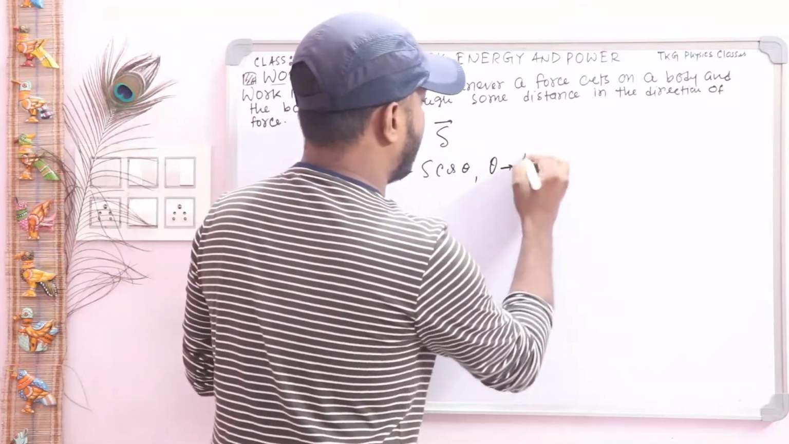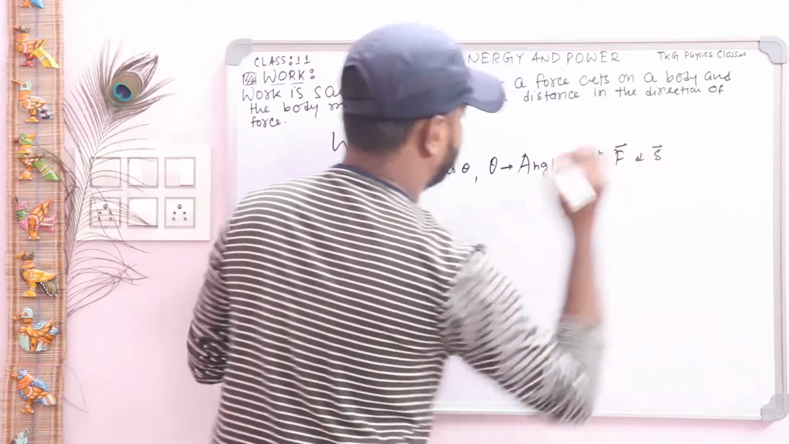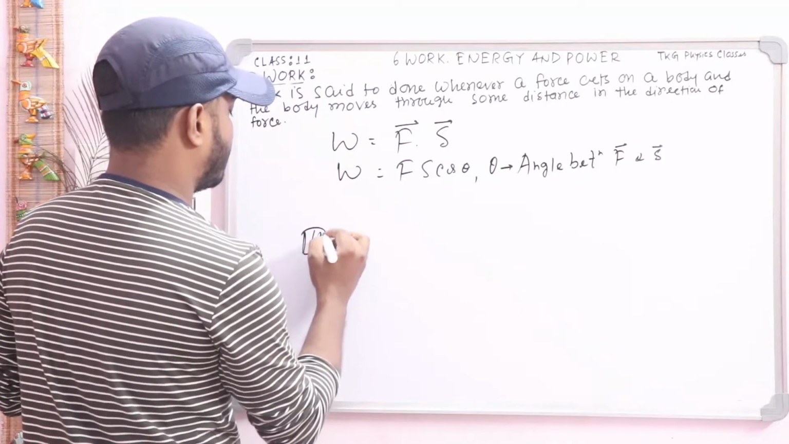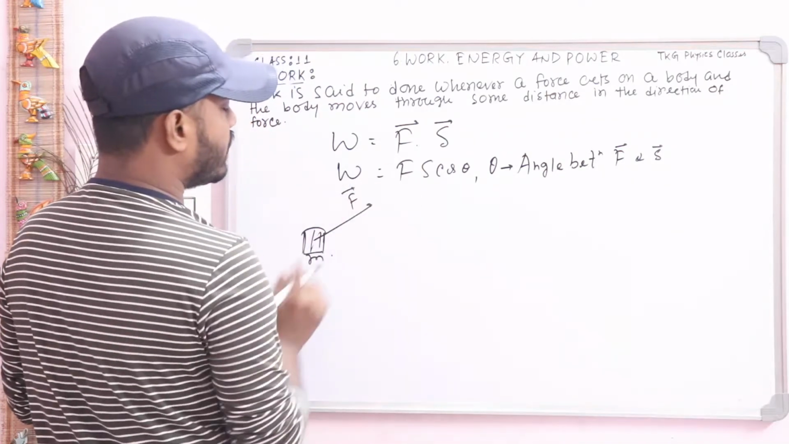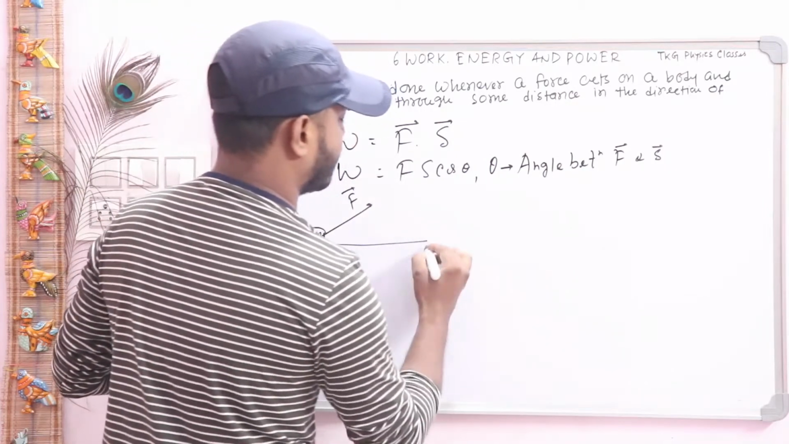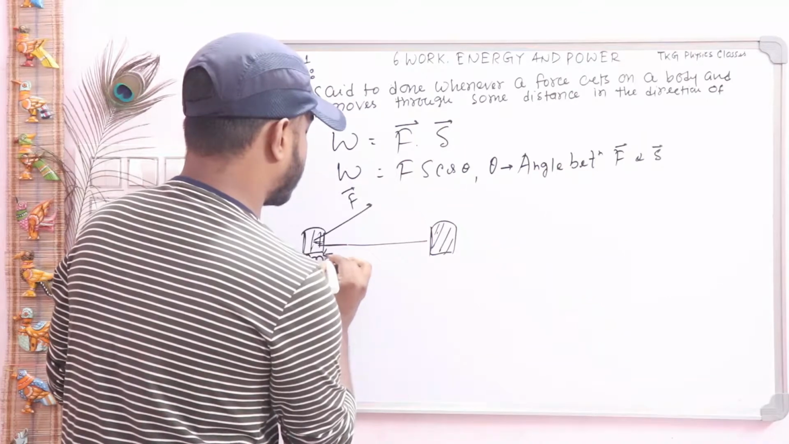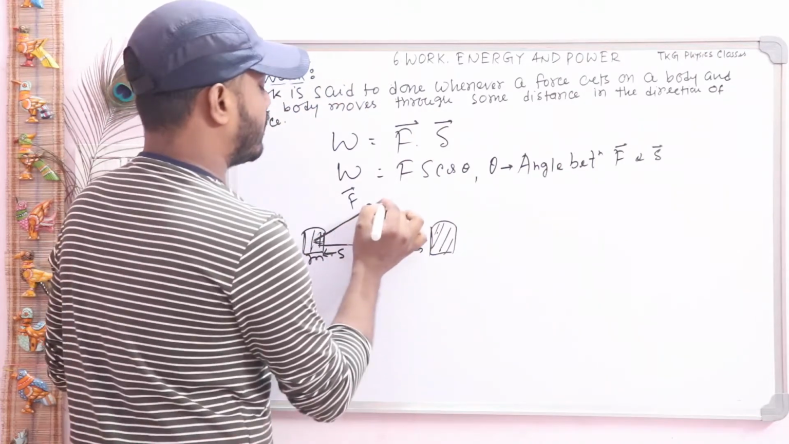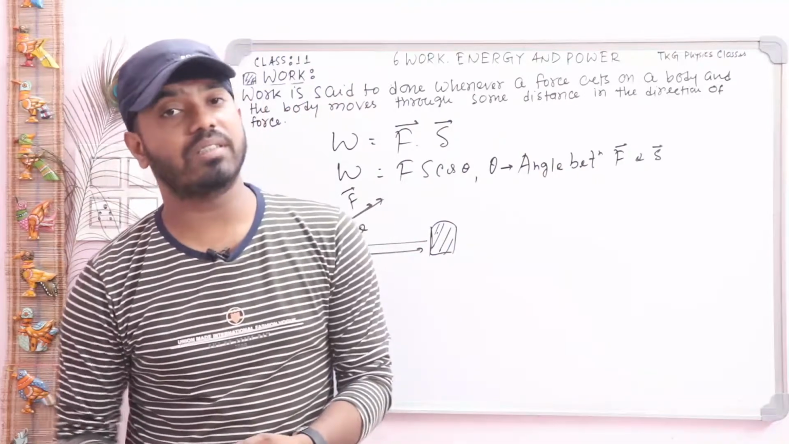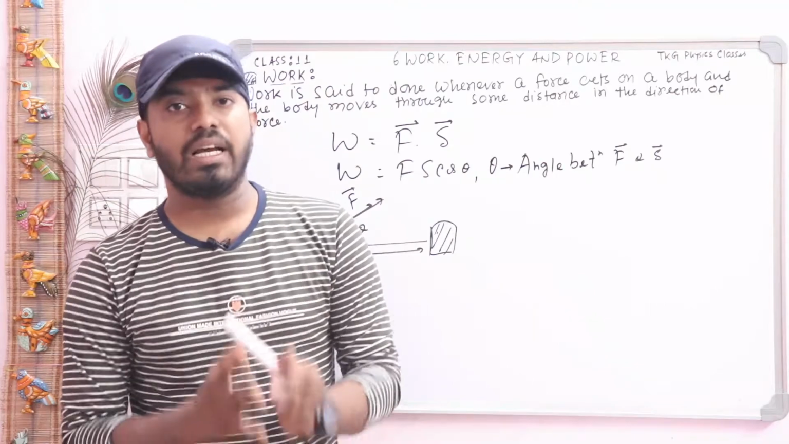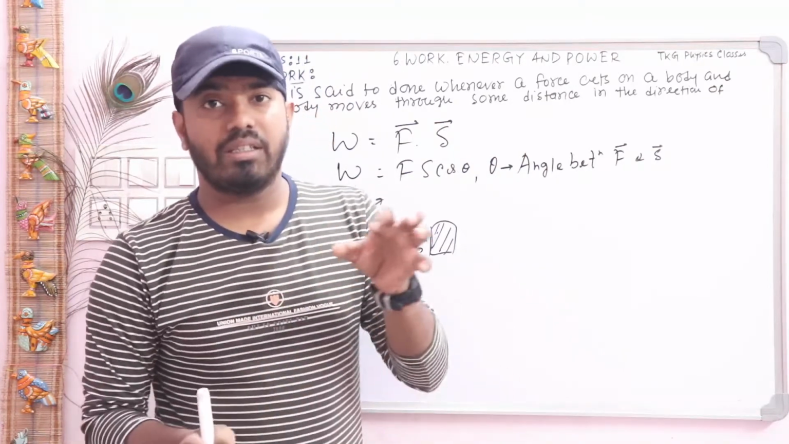Here theta is the angle between force and displacement. Suppose a body of mass m is placed here. You are applying a force capital F along this direction, and by applying the force the body is displaced along this direction. Suppose after some time this is the new position of the body. So this is the displacement S, and this is the direction of the force. This angle is known as theta. You know the dot product of two vectors always gives a scalar quantity. So work done is a scalar quantity, and the general formula for finding work done is F dot S, and theta is the angle between F and S.